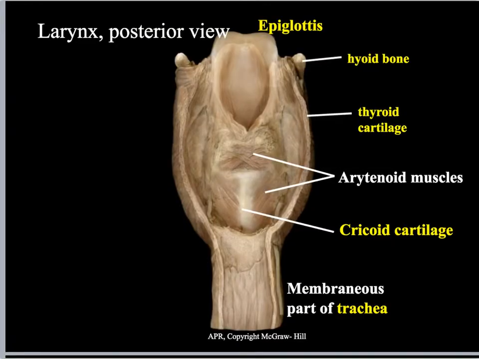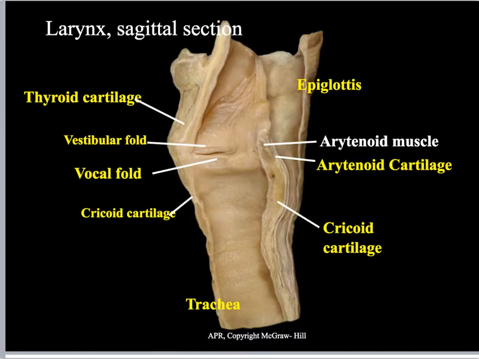All right, so here's a nice view from your APR, and we're looking at the posterior of the larynx. So you can see where they've cut away the esophagus so that you can see the membranous part of your trachea. You can see a little bit of the cricoid. You've got the arytenoid muscles here and here. But mostly what you're noticing is this epiglottis here and a little bit of the hyoid. Okay? So you can play with this in APR and turn the labels on and off so that you can practice. Moving on.